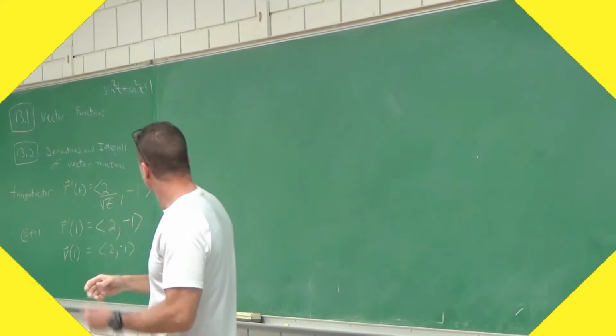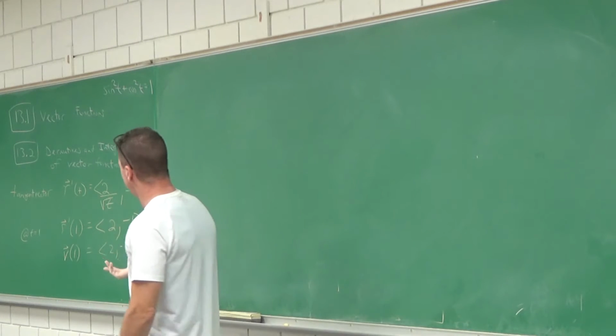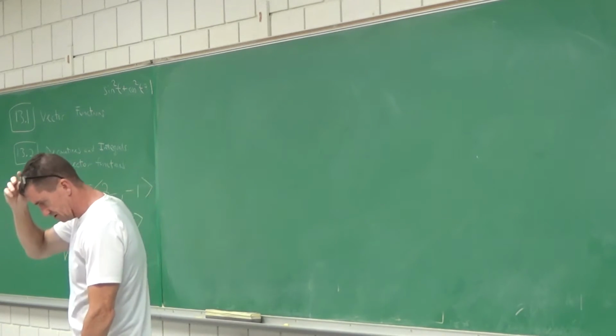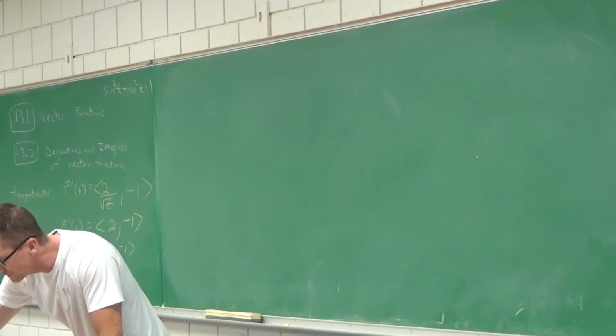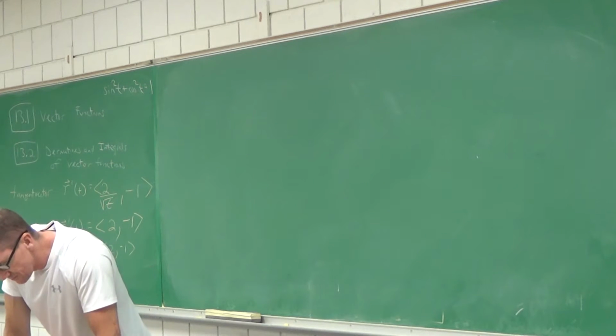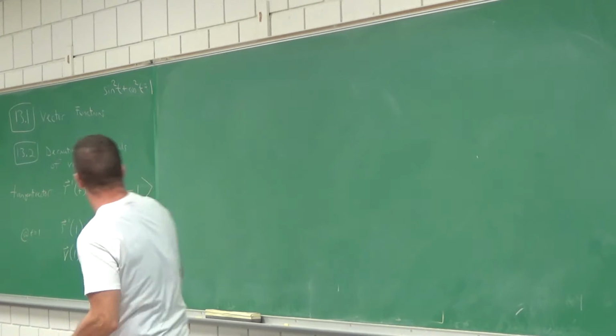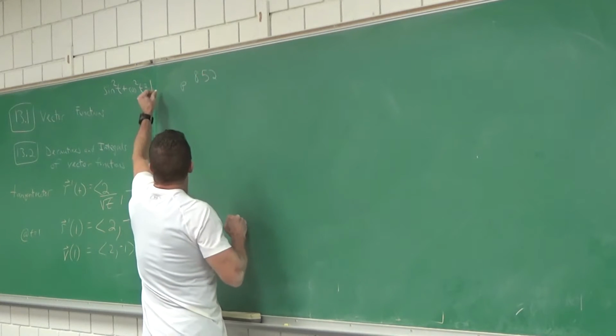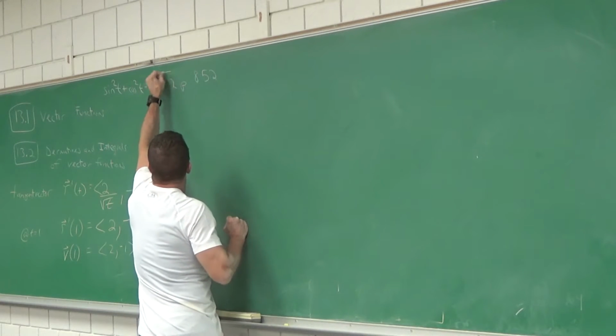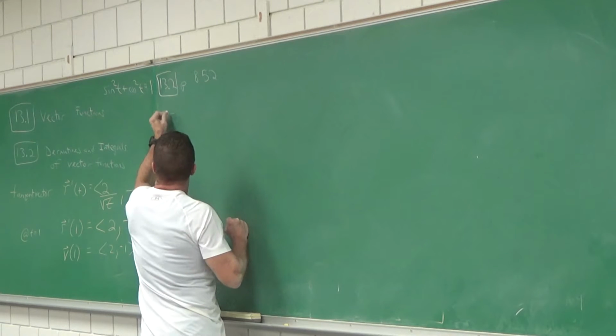Circle or something. But let's look at a vector expression. How about this one, on page 852, in section 13.2. Here's the vector curve they give you.